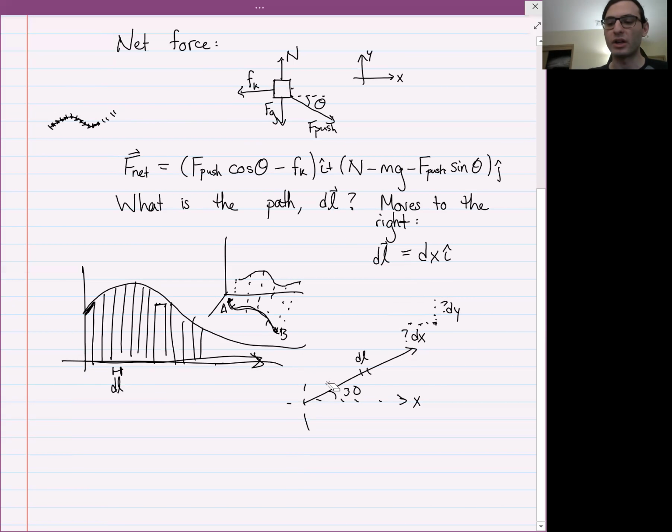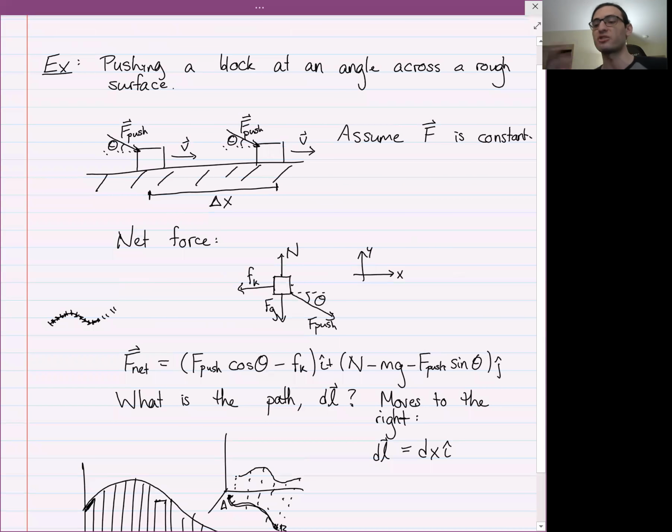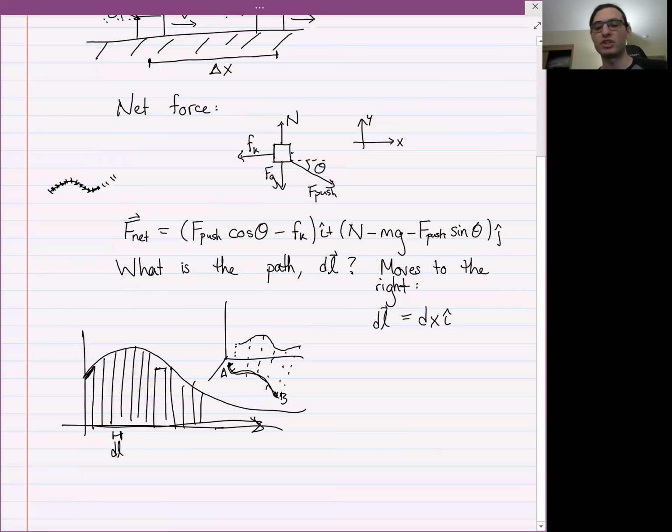So there will be more examples like this, but I just wanted to explain why I was going back and forth between using dl and dx. In this simple case, you can just use dx because you're just moving to the right in the x direction. But generally, in complicated cases, it gets a little bit trickier. And again, you'll get more experience with this, I promise.